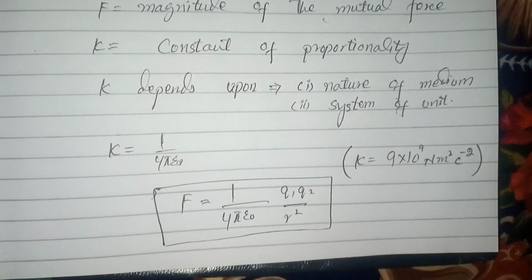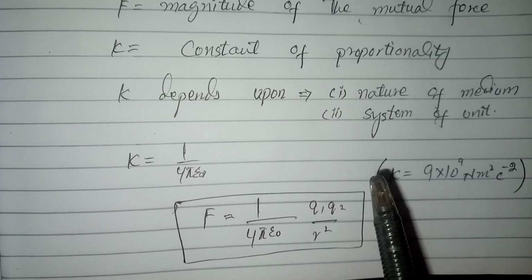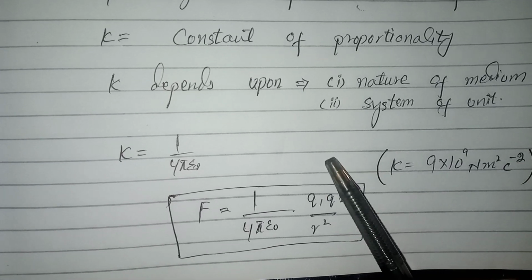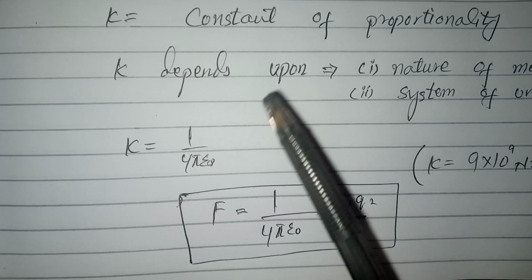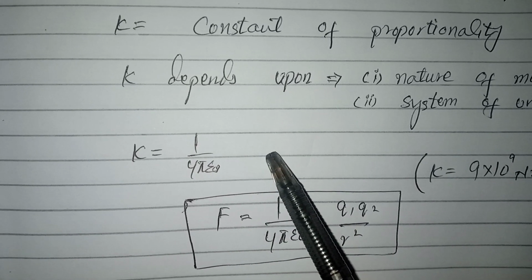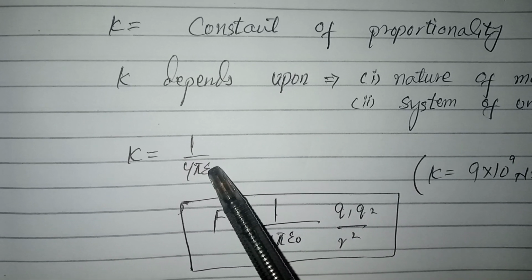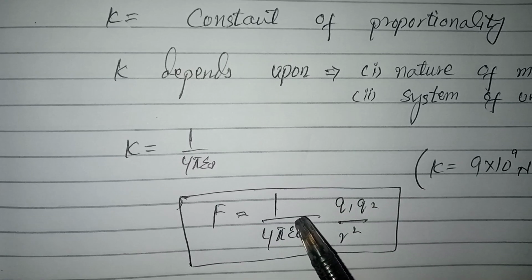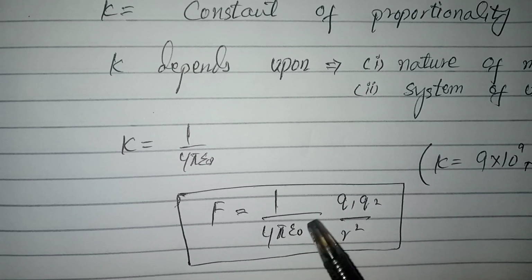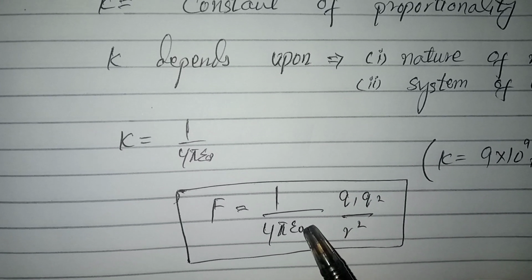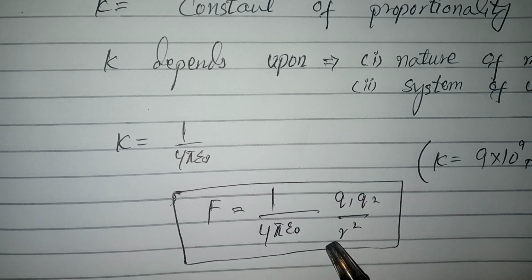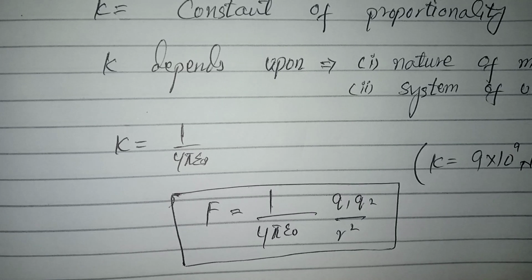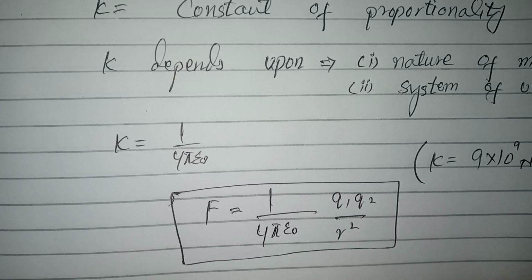Thus the Coulomb's electrostatic force in free space, from the previous equation, we can just put the value of k in that equation, and F becomes F is equal to 1 divided by 4 pi epsilon naught q1 q2 divided by r square. So this is the magnitude of the force between two charges in free space.